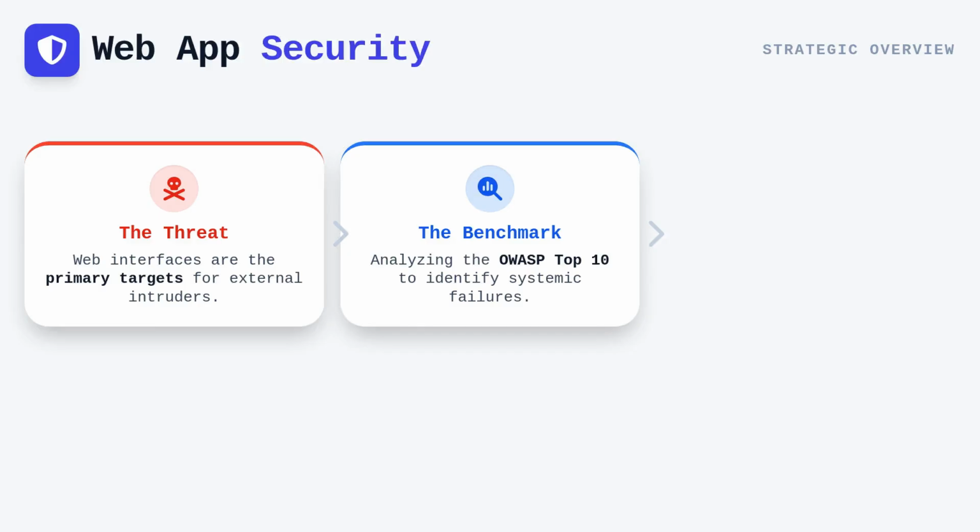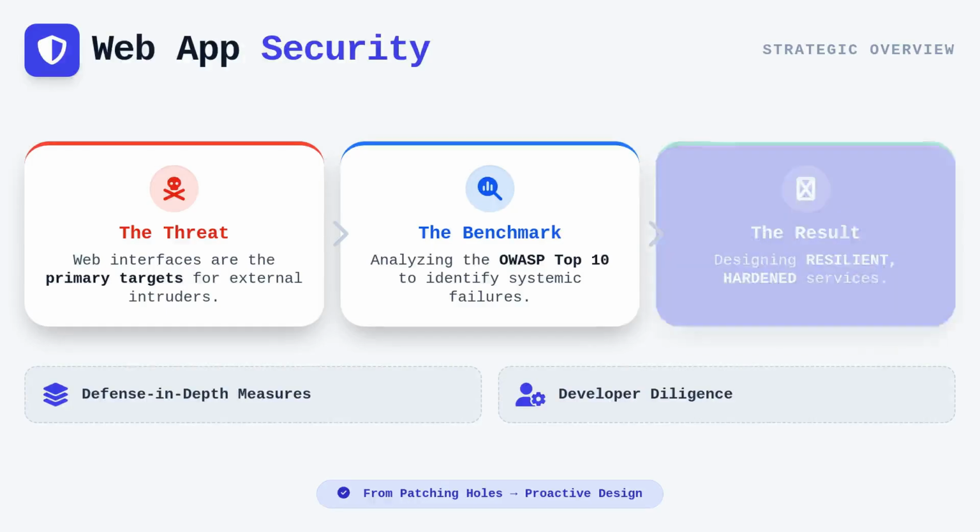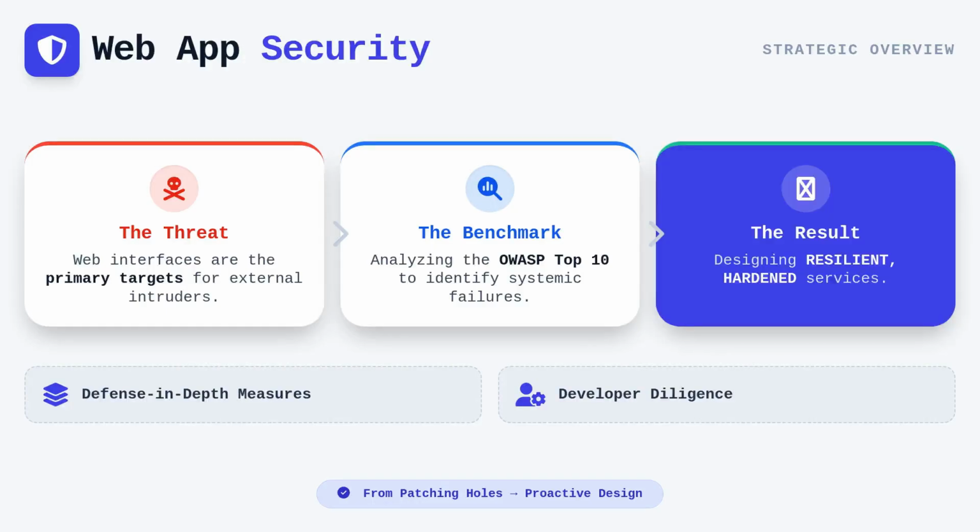Rather than viewing these as random bugs, we approach them as systemic failures that require both developer diligence and structural defense in-depth measures. When you master these categories, you transition from someone who merely patches holes to someone who proactively designs resilient, hardened web services that stand up to modern exploitation attempts.